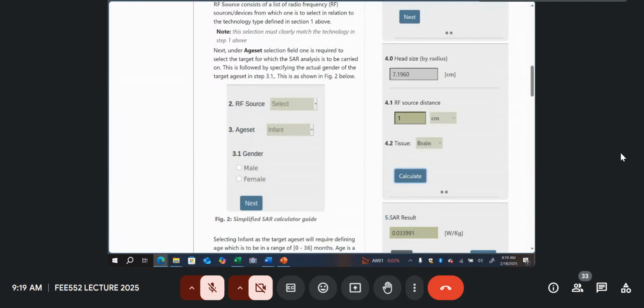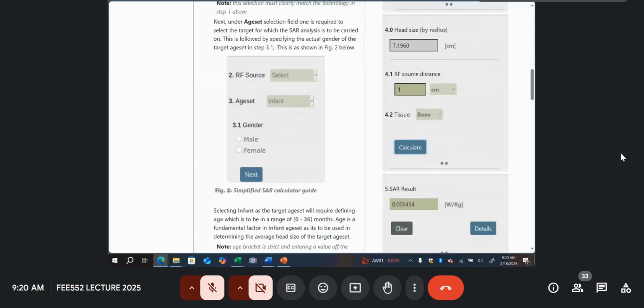So when it's on the brain, you can see there's higher power there. But if it's on the bone, it's less. So it means the brain is permeable to these signals more than the bone. But it's still safe. Those are very safe levels.